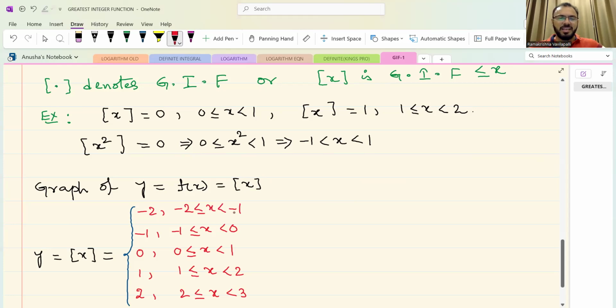Well, if you want to draw the graph of the integral part of x, you must know how to draw the line y equal to k. What is the position of y equal to k? The line y equal to k is parallel to the x-axis, at a height of mod k units from the origin. I'll draw that graph. After that, I'll draw the graph of the integral part of x.